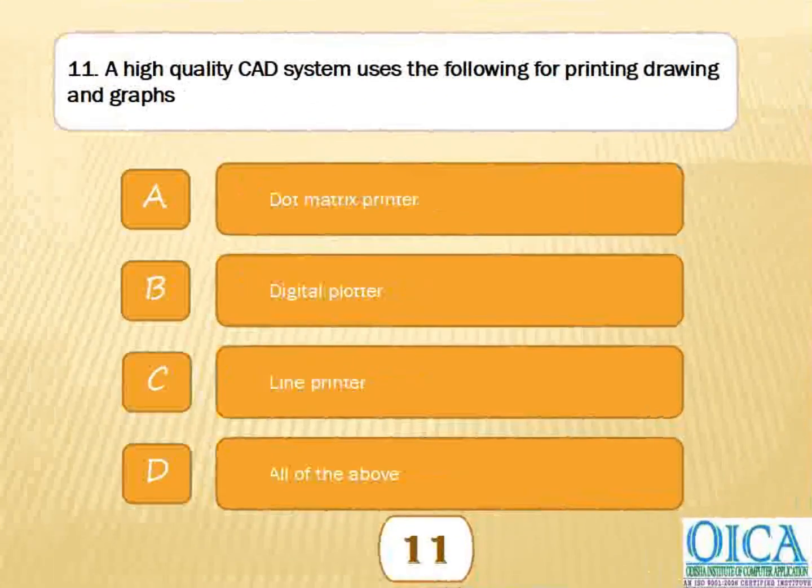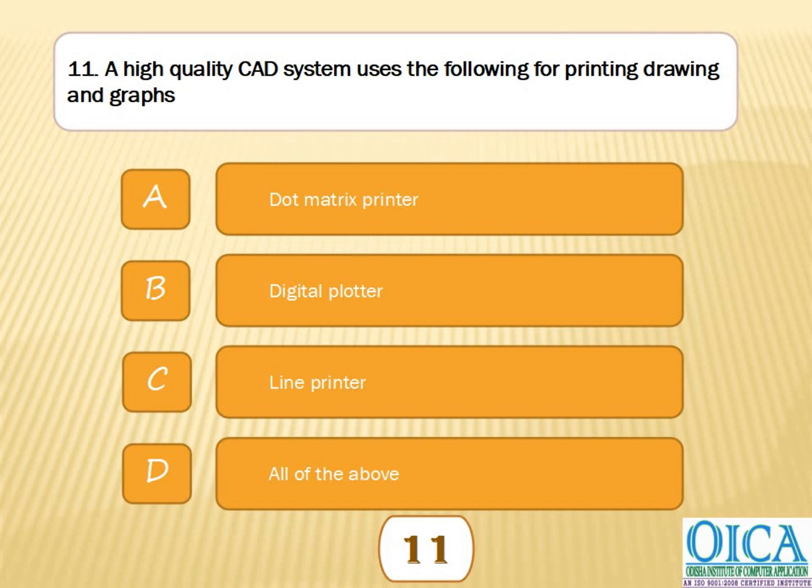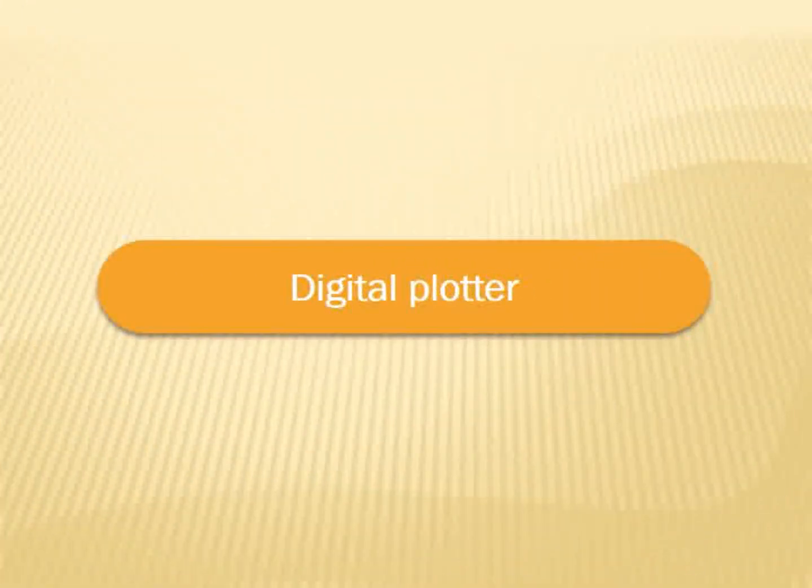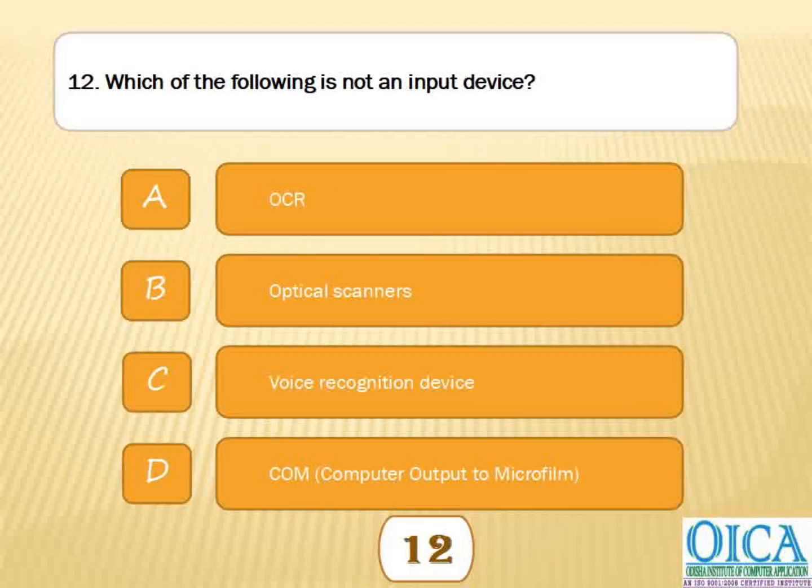Next, a high quality CAD system uses the following for printing drawings and graphs: A. Dot matrix printer, B. Digital plotter, C. Line printer, D. All of the above. The answer is B. Digital plotter.